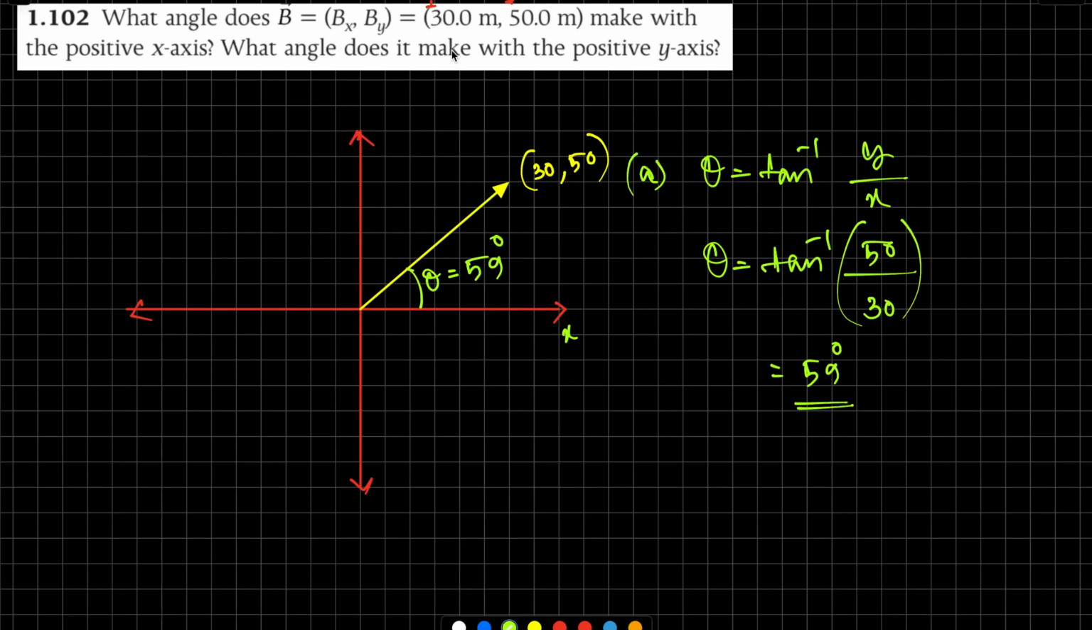We have one more question. What angle does it make with the positive y-axis then? So this is my y-axis, so we have to find this angle. Let's call it alpha. How to find alpha? The total angle is 90 degrees, so alpha is the total angle, 90, minus this angle, 59. That is 31 degrees.